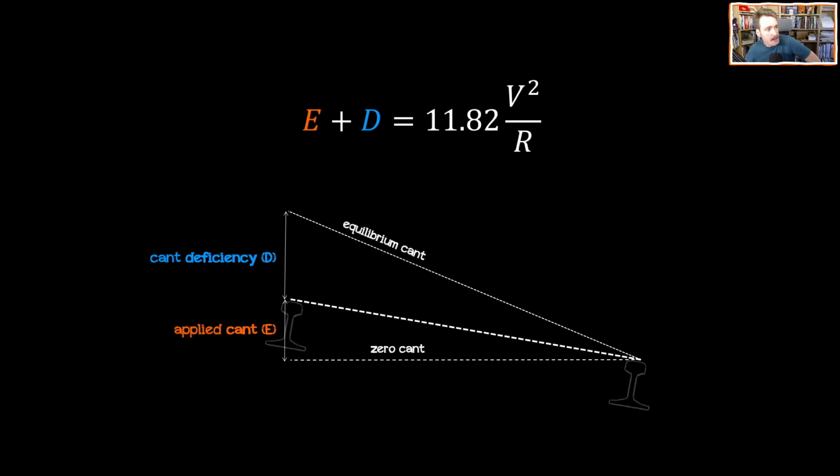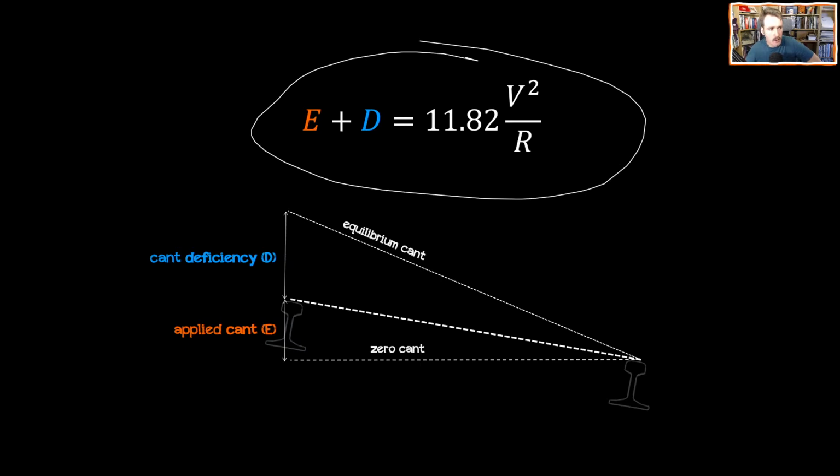Anyway, so here we go. For the audio only people, this is going to be a bizarre episode for you lot, I'm so sorry. E plus D equals 11.82 V squared over R. This is the equation of Cant.